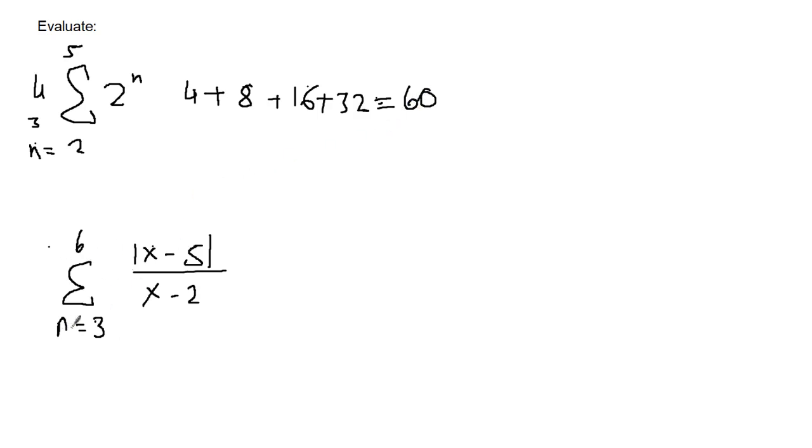Okay, so this time it's the sum of the absolute value of (x minus 5) over (x minus 2) from terms 3 to 6. So 3, 4, 5 are the other terms. When you put 3 in, you'll get 2 over 1, plus, put 4 in, you'll get 1 over 2, plus, you put 5 in, you get 0, plus, you put 6 in, you'll get 1 over 4. So this totals up to 2.75 or 11 over 4. And that's your answer.